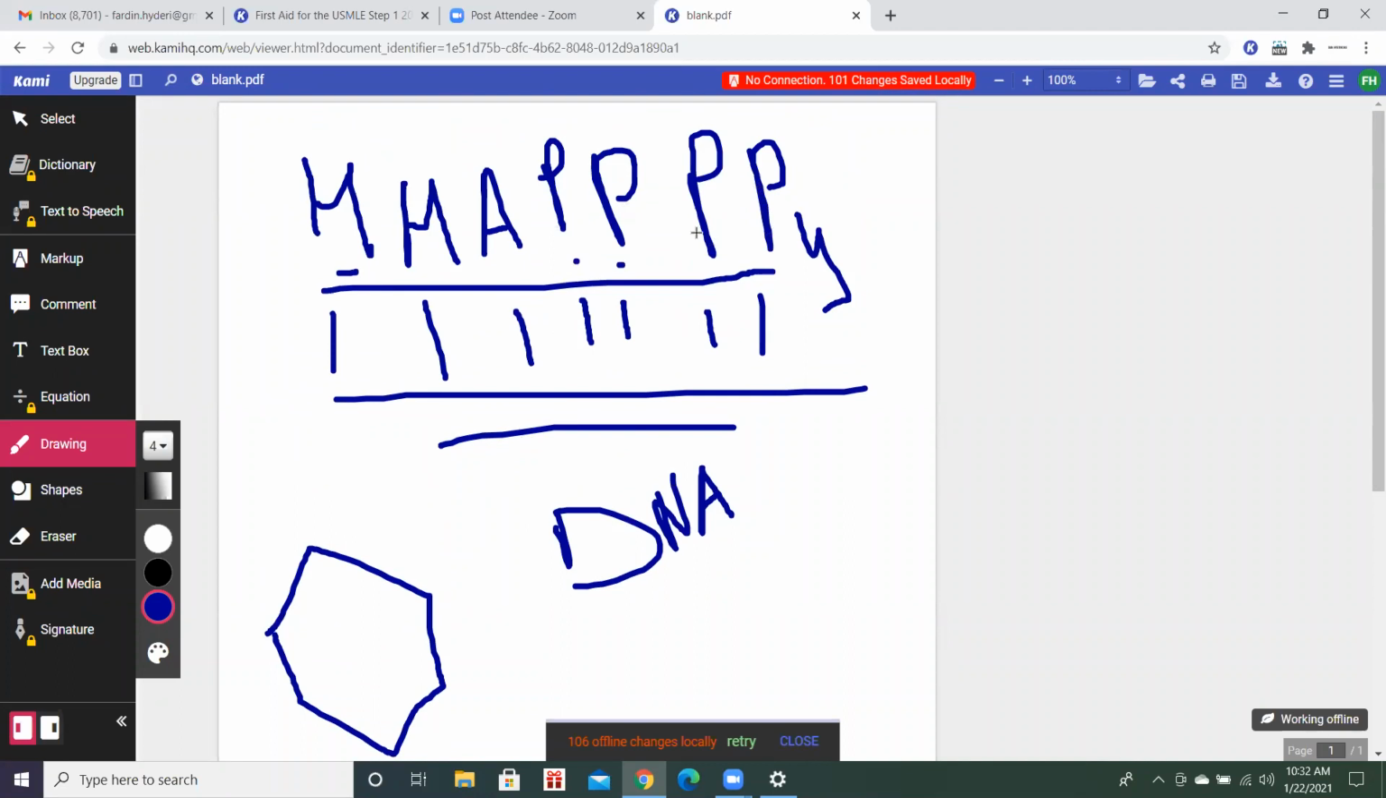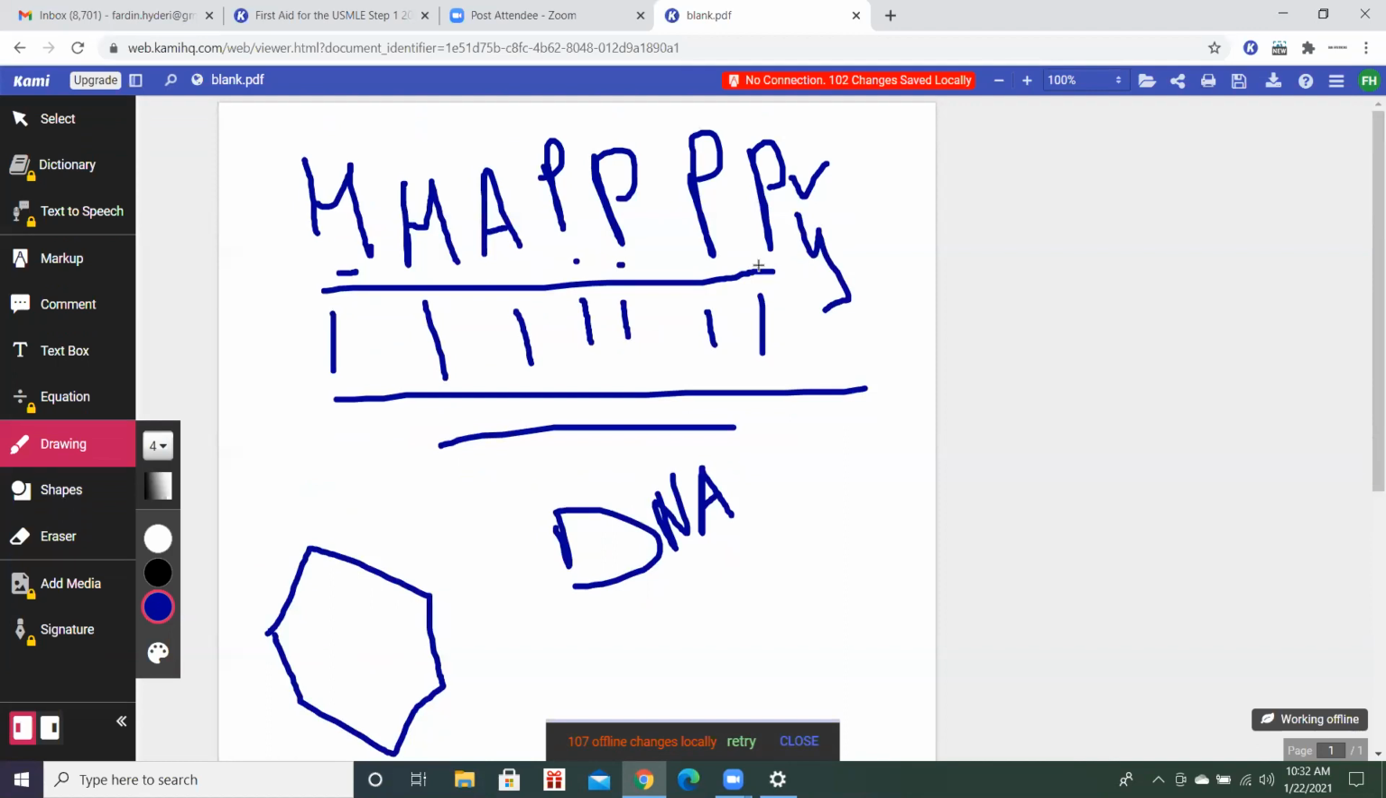Then all the viruses are double-stranded, except parvovirus, which is single-stranded. All the viruses are linear, except papilloma, polyoma, and hepadnavirus. So that's that. Next, all the viruses are icosahedral, except poxvirus, and all the viruses replicate in the nucleus, except poxvirus. Okay, so that is all you have to know.